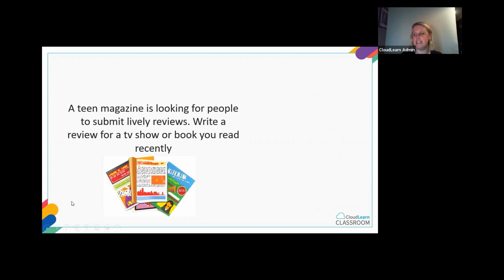A teen magazine is looking for people to submit lively reviews. Write a review for a TV show or a book that you read recently. So what's the purpose here? We're writing an article for a teen magazine. What's the purpose of it? There's a couple of purposes for this one. To inform, yes, very much. We are informing somebody about this thing that we've watched or the thing that we have read. We are informing them. Well done.